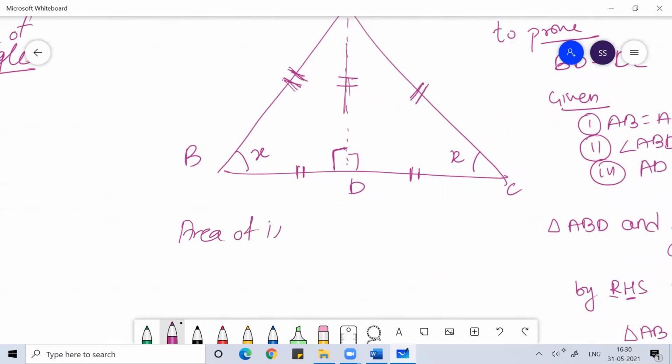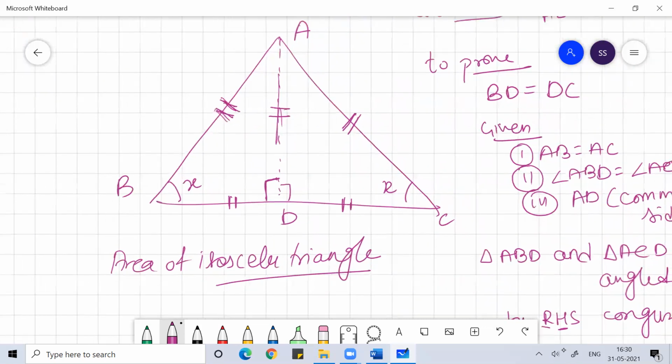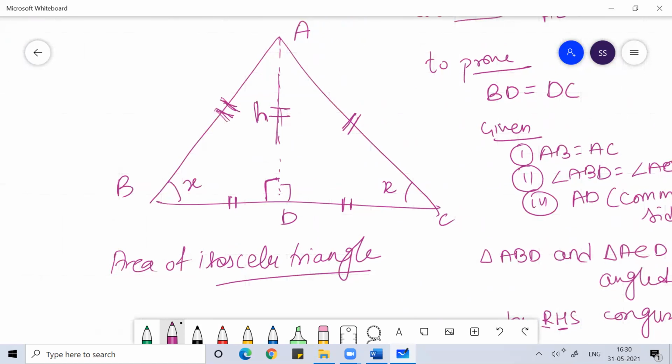If I ask you what is the area of an isosceles triangle, you can use half into base into height, or you can use the formula under root of s into s minus a into s minus b into s minus c, or you can use this also. This is height. Suppose this is the base b, so this half would be b by 2 and this would be b by 2.